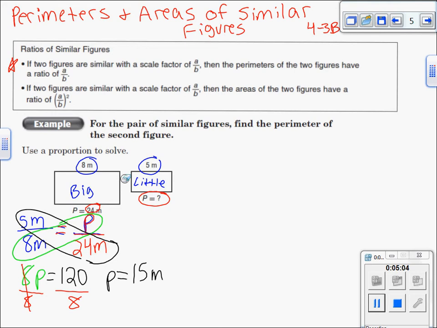So that means the perimeter, the whole distance around the little rectangle is 15 meters. That's what that tells us. The perimeter is 15 meters.